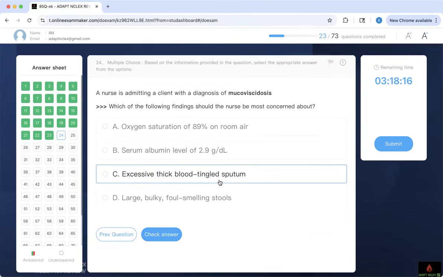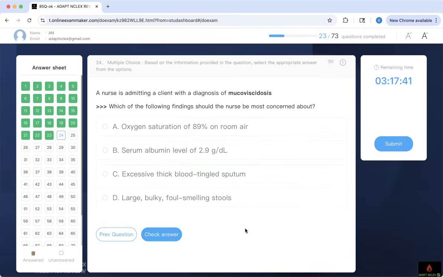Which of the following findings should the nurse be most concerned about? The nurse is admitting a client with a diagnosis of mucoviscidosis. I'll show you why this is the name I put over there. I did not want to put the name that everybody knows. Oxygen saturation of 89 on room air. Serum albumin is 2.9. Excessive thick, bloody sputum. Large, bulky, foul-smelling stools. Which of the following should the nurse be most concerned about? That means all of them are bad, but one of them I should worry about. Which one?